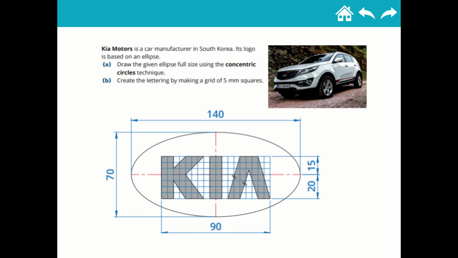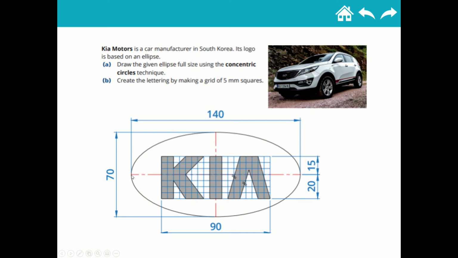So in this video we're going to look at our first exercise for practicing drawing in our ellipse using our concentric circles technique. You can see the example we're going to work with here is the logo of the Kia car brand. So we have an elliptical kind of boundary here like that, and we have simply Kia just written within this kind of grid-like shape here like so.